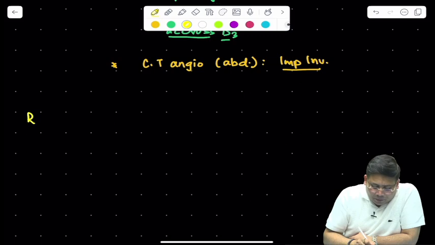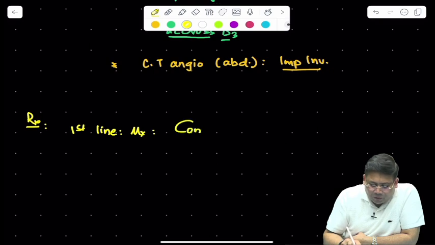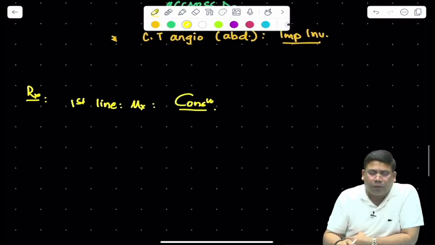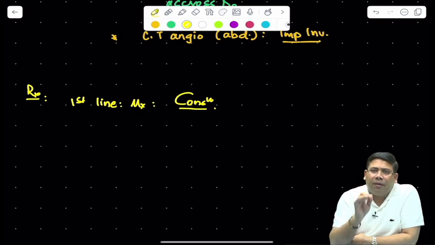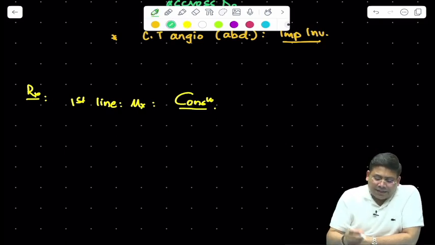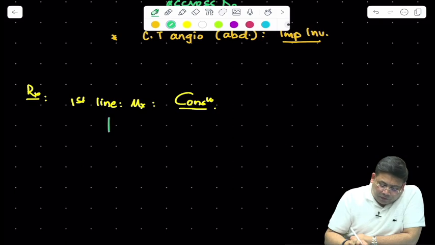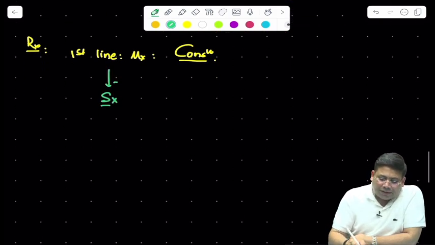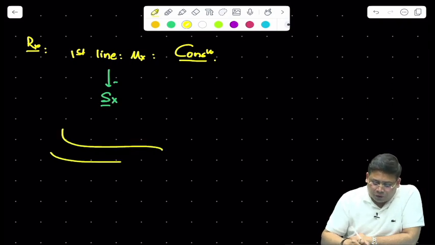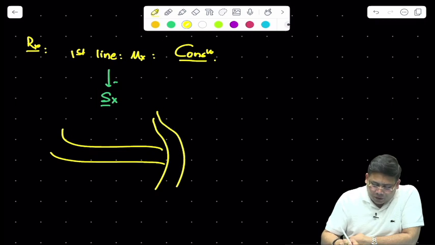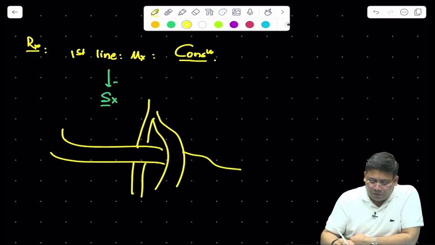Now what is the treatment? Try to understand the first line management. The first line management is always and always conservative. This is important. The next thing to understand is that if this fails, then we have to plan for surgery. What is the surgery that we have? Suppose this is the bifurcation that you are having. You cannot cut the SMA. This is very, very, very important.